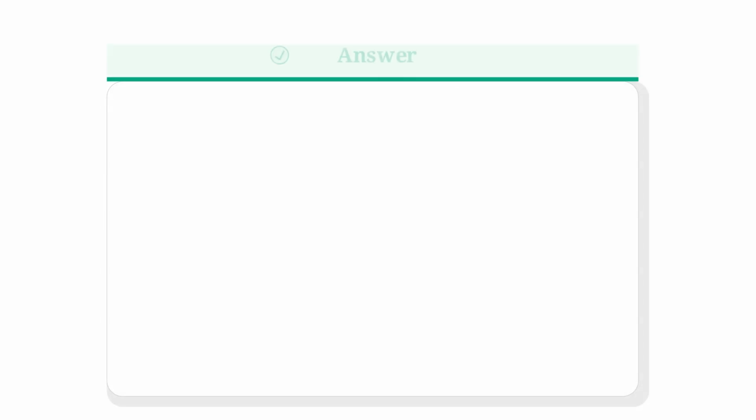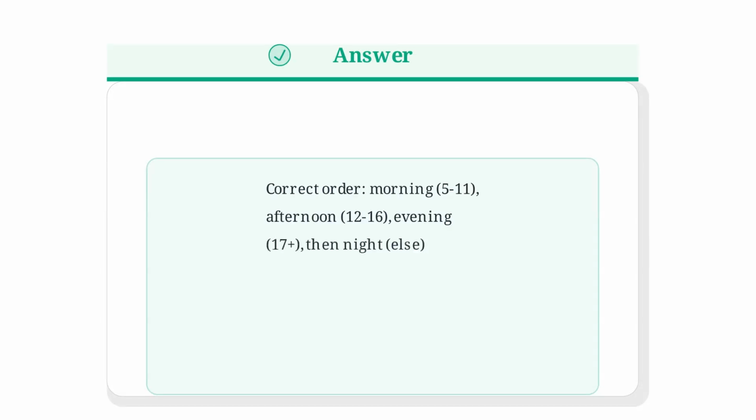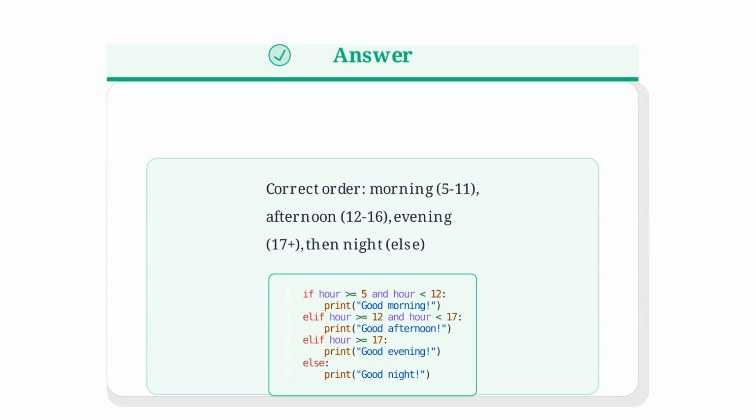Excellent thinking. The correct order checks morning first, hours 5 to 11. Then afternoon, hours 12 to 16. Then evening, 17 and above. And finally, the else catches everything else for good night. Each time period gets checked in natural order.